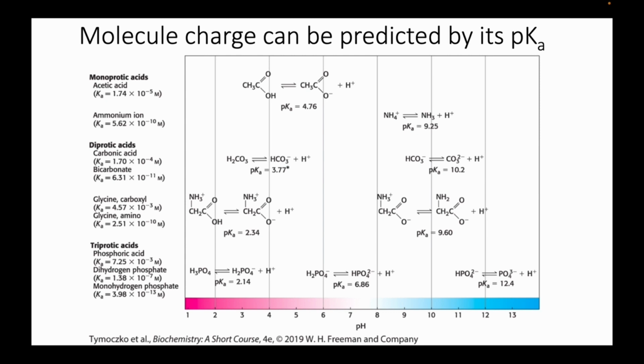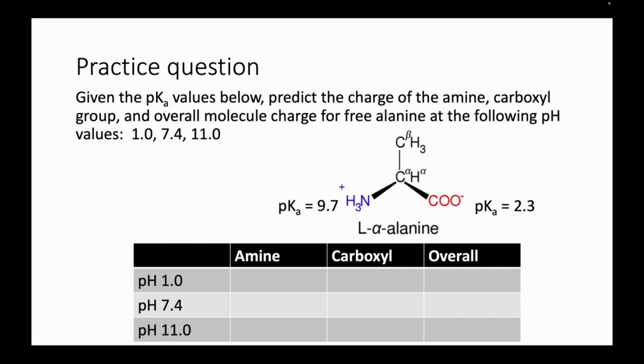Some compounds might have 2 ionization events. So for example, if we look at carbonic acid, it has the first pKa of 3.77 that describes this first proton popping off. And then it has a second pKa of 10.2 that describes the second proton popping off. So again, knowing that carbonic acid has these 2 pKa's, we can predict whether we're going to get H2CO3, HCO3 minus, or CO3 2 minus based on what the pH is, knowing that pKa. So see if you can apply that for yourself.